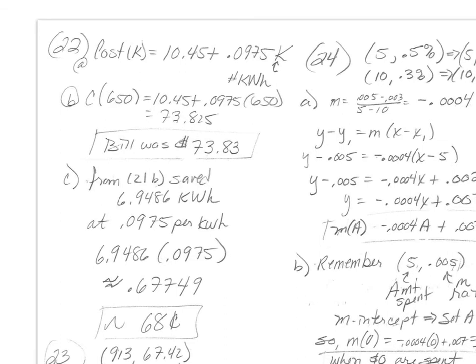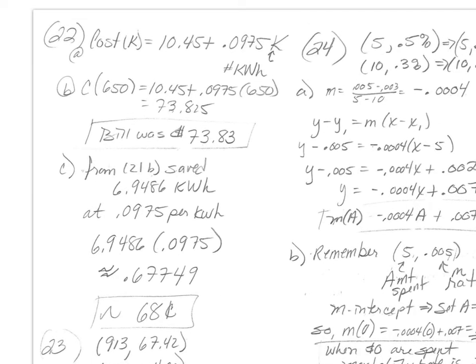Next, 22 is we're going to have to go back and grab some information from 21, but let's get started first. They tell us that they're going to charge $10.45 a month for our electricity and 9.75 cents per kilowatt hour. $10.45 and then 9.75 cents is $0.0975 in kilowatt hours, so we have the same units. You've got to be careful of that. And K is the number of kilowatt hours. For the last month, Frank used 650 kilowatt hours, so you substitute the 650 in, and his bill was $73.83.